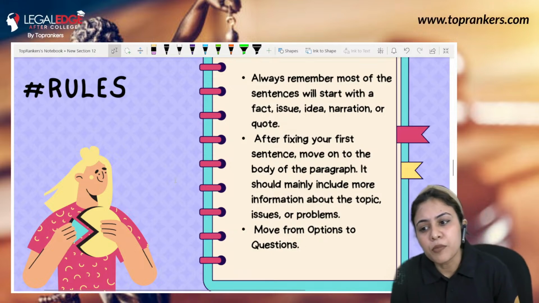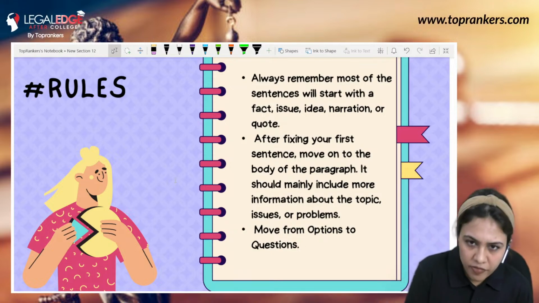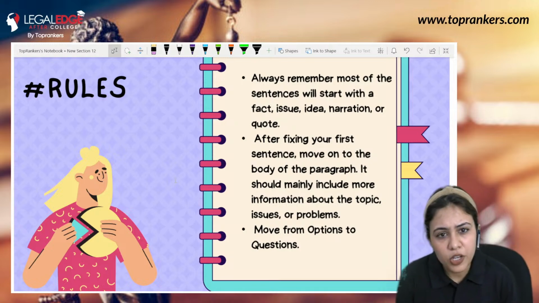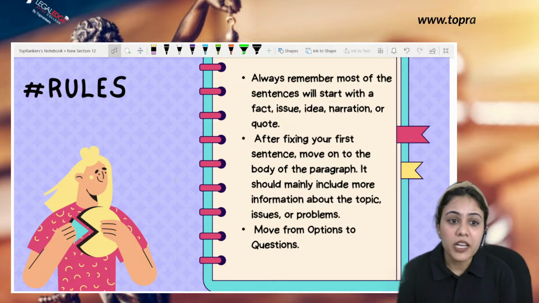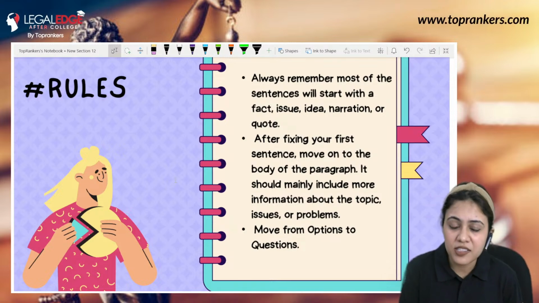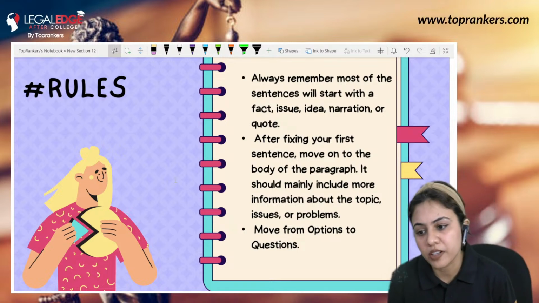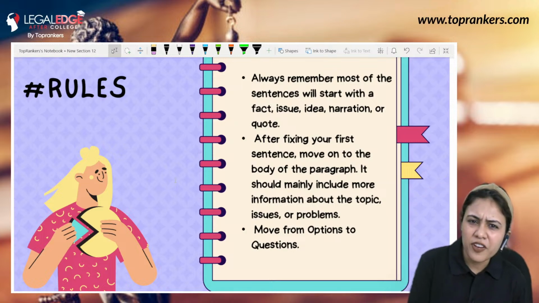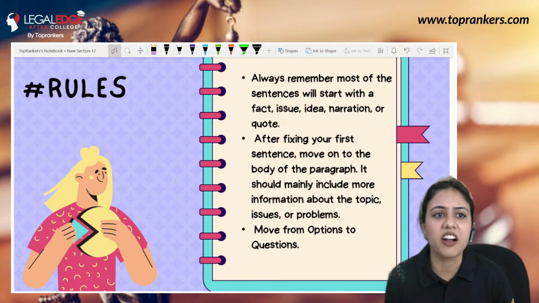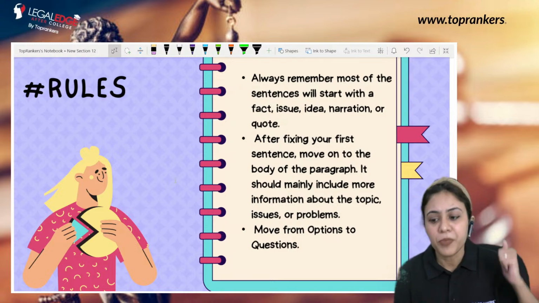Now, the rules. As you can see, the very first rule: always remember that most of the sentences will start with a fact, issue, idea, narration, or quote. देखो, कोई ना कोई एक इंट्रोडक्टरी स्टेटमेंट होगा, but it's totally up to you and your ability to comprehend how fast you can figure out what is the introductory statement. So जैसे ही हमारा first statement हमें fix मिल जाता है, we can move on to the body of the paragraph. Body यानी कि the rest of the paragraph.